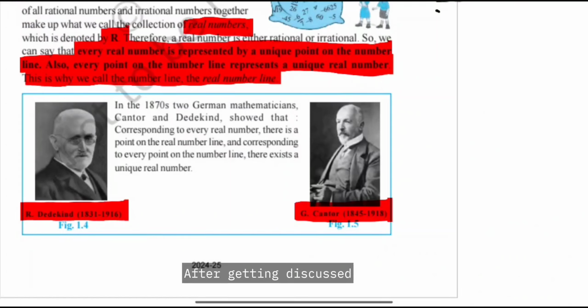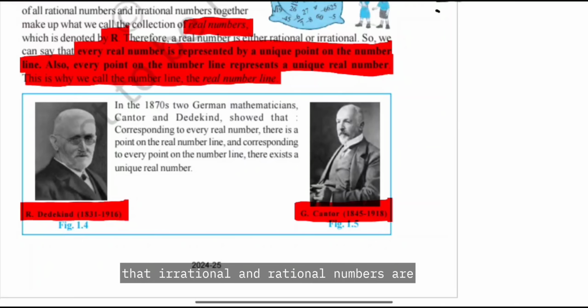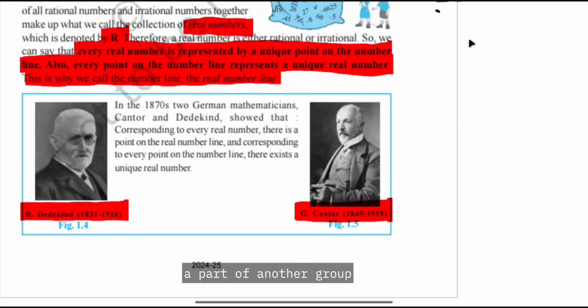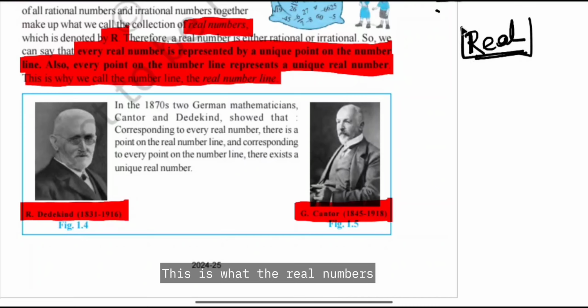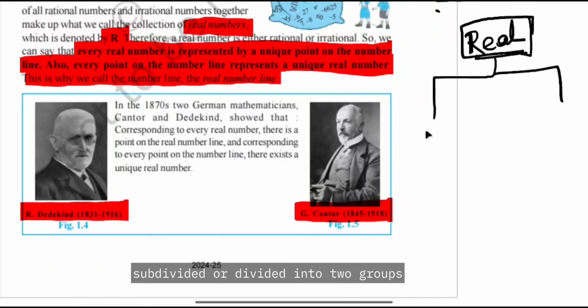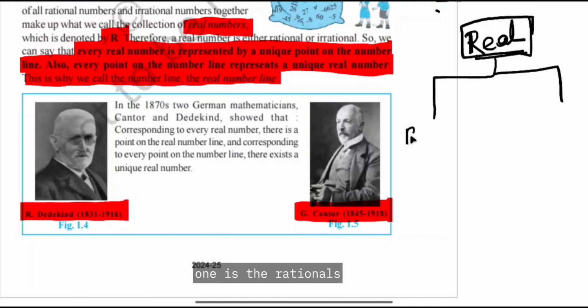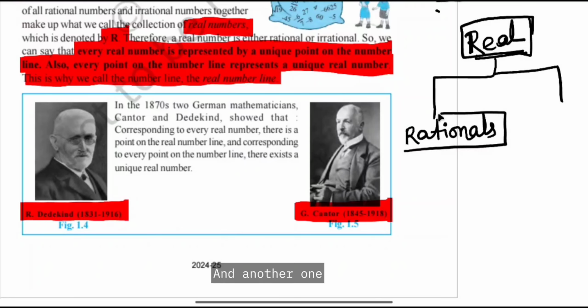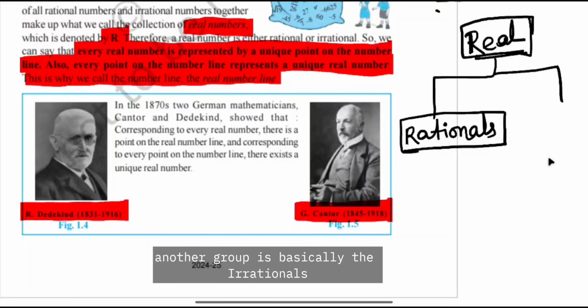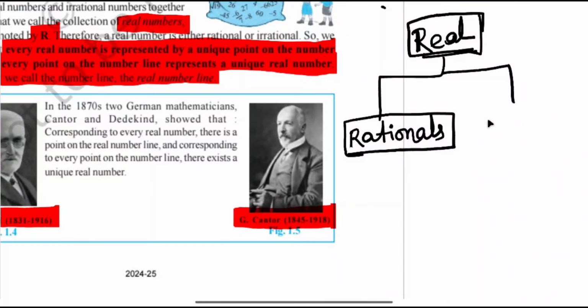After the discussion of irrational numbers, we now know that irrational and rational numbers are part of another, larger group which is known as the real numbers. Right, this is what the real numbers are. Real numbers are basically divided into two groups: one is the rationals, and the other group is the irrationals.